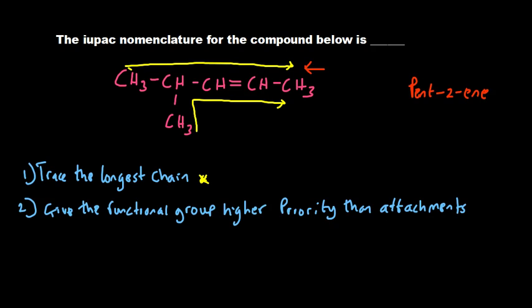Now, the next is looking out for the attachments. If you are following this direction, like I've said, the only attachment that we have is this CH3. So we just count from here: 1, 2, 3, 4. So that is 4 methyl pent-2-yne. So the name of this compound is 4-methylpent-2-yne.